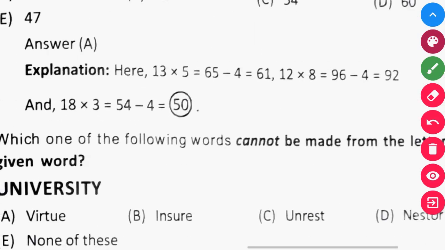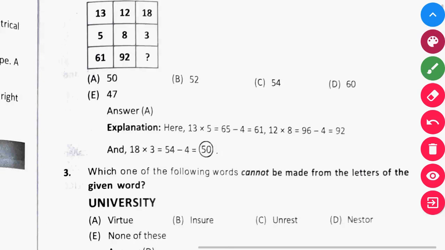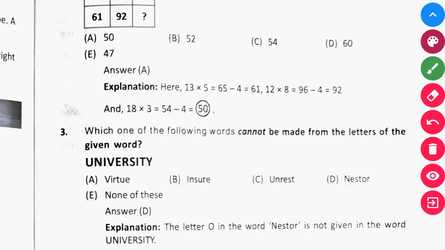Okay, now it is a simple one. Which one of the following words cannot be made from the letters of the given word?